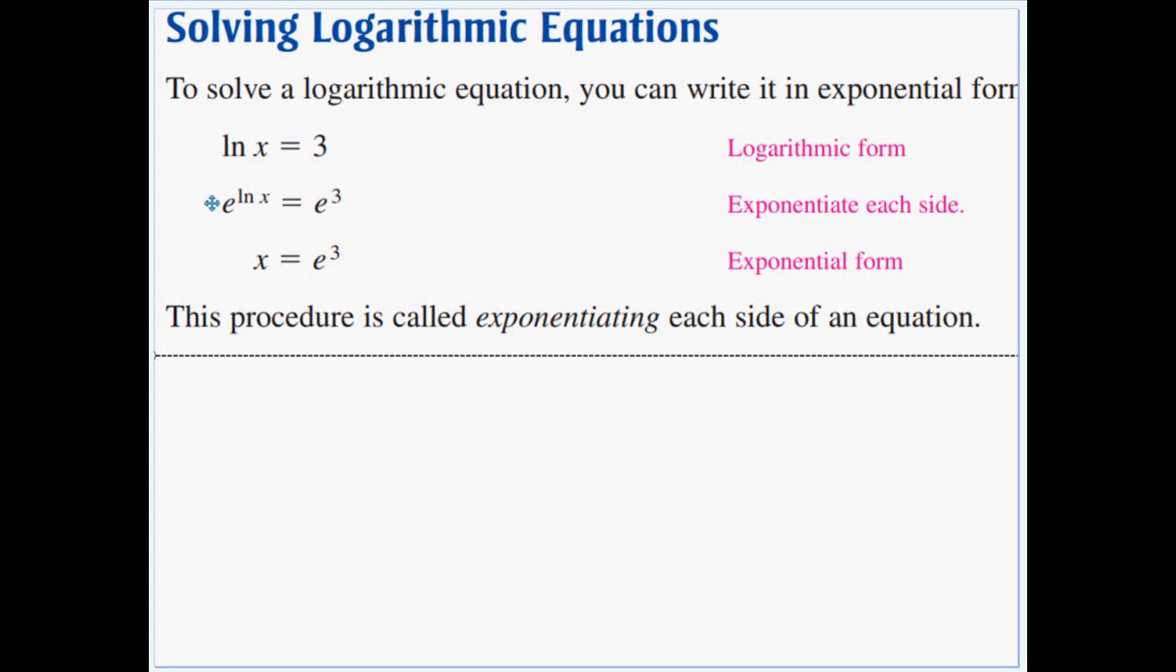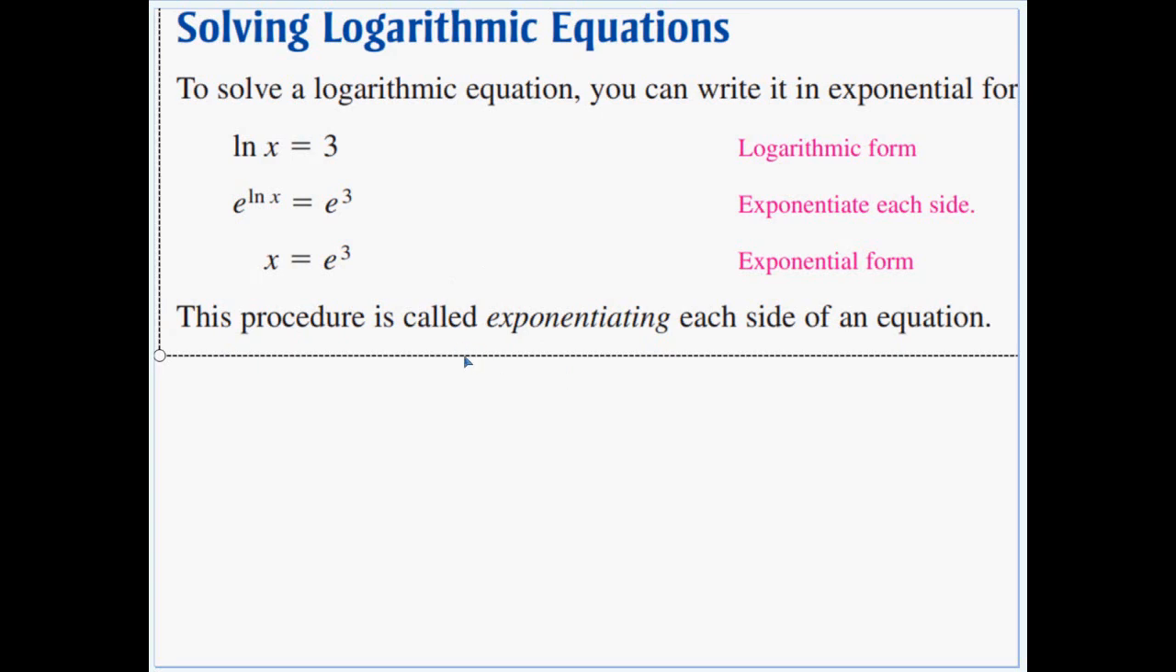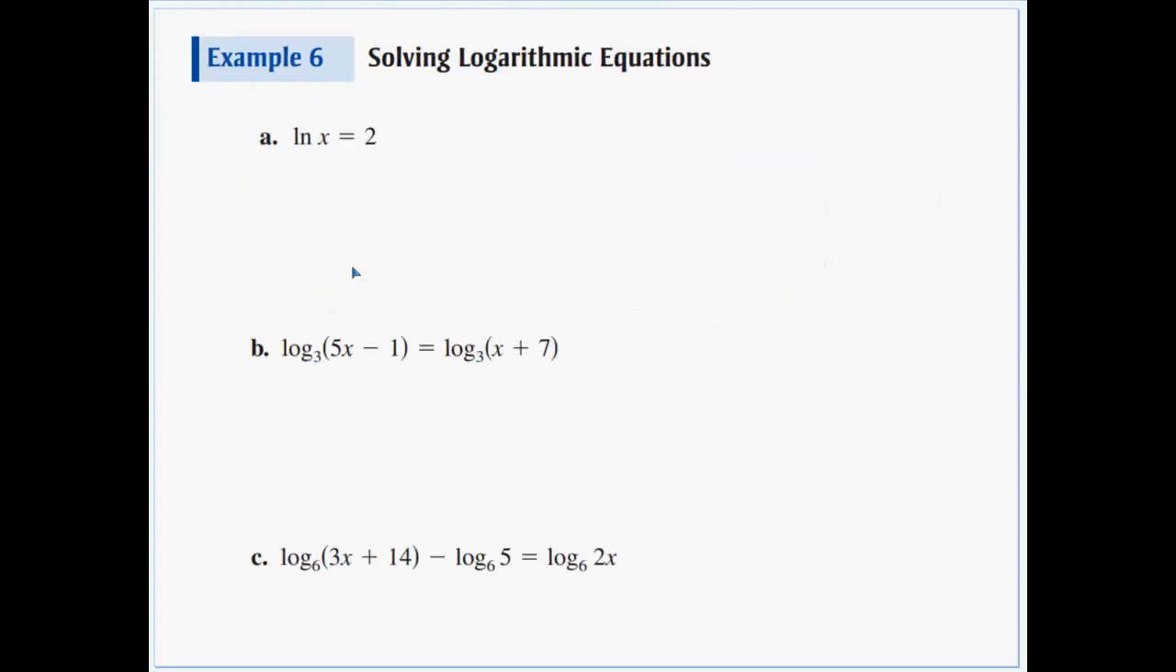What undoes natural logs? Bases. So we exponentiate each side, give each side a base e. X equals e to the 3rd power. Again, this procedure is called exponentiating each side of an equation. So let's take this for a test drive.